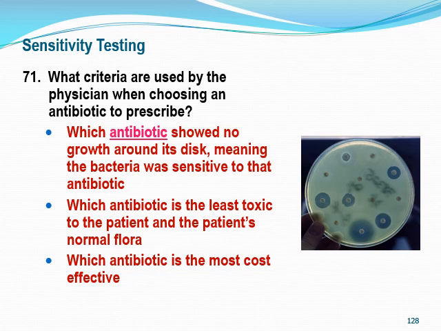So what criteria do physicians use when choosing that antibiotic? Which antibiotic showed no growth around its disc, meaning the bacteria was sensitive to that antibiotic? What antibiotic is the least toxic to the patient and the patient's normal flora? And which antibiotic is the most cost effective? Now that's another issue. What if the one that worked the best is the most expensive and there's one right near it that works really, really good, maybe not as good, but is half the price, and you've got an elderly patient on a fixed income? Then you may want to take that into consideration.